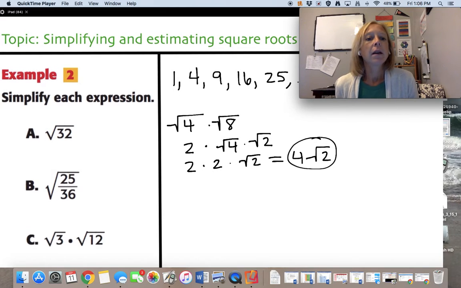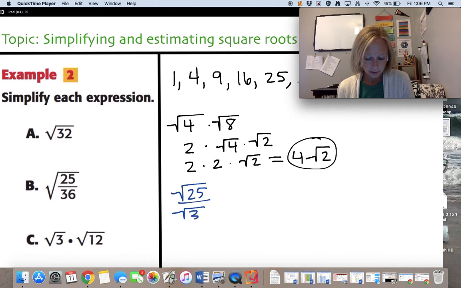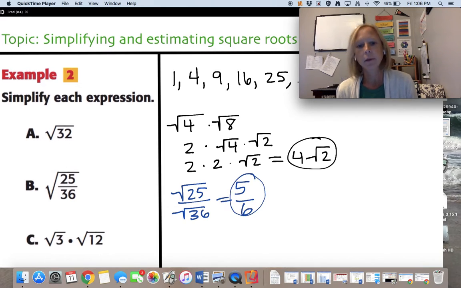All right, next one, square root of 25 over 36. Hopefully you'll notice right away those are both perfect squares, so we're going to split it up and simplify them and then have our solution. So we've got the square root of 25 over the square root of 36. Square root of 25 is 5, square root of 36 is 6, and it's that simple.